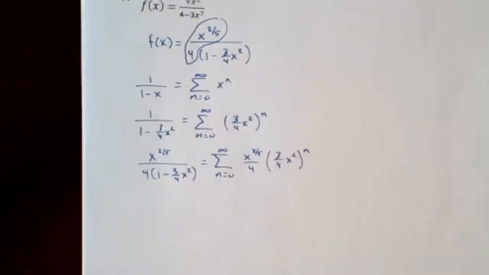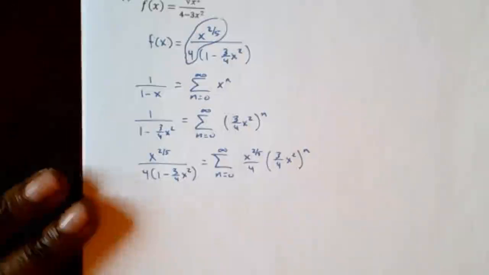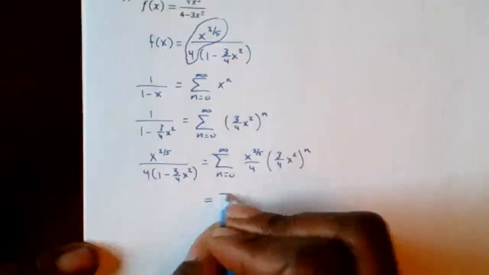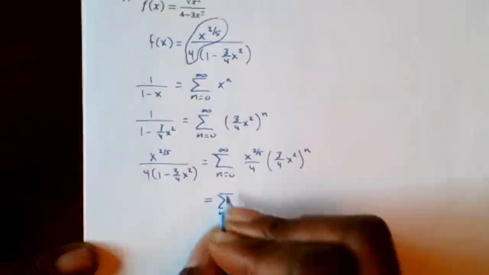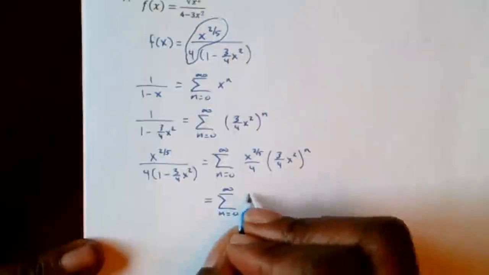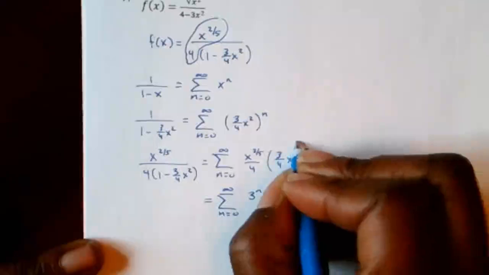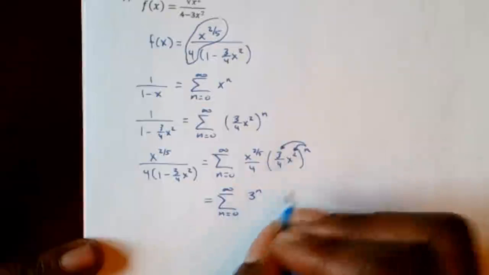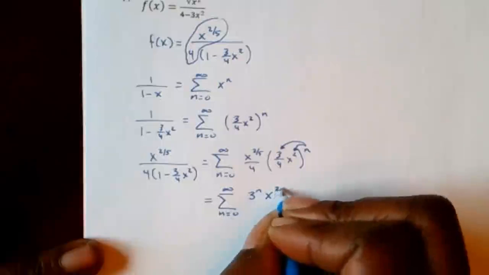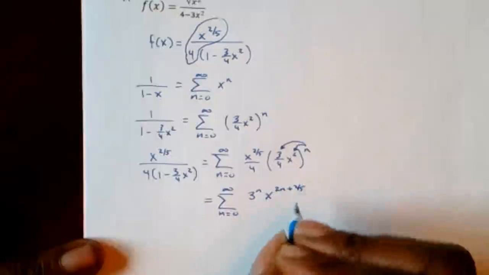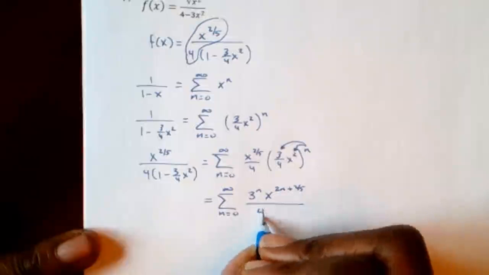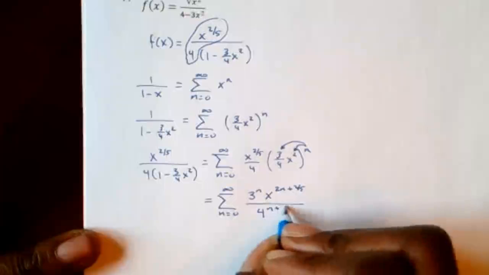All right, so once again, that technically is my final answer. I just want to rewrite it so that it looks a little bit more like a power series. So I'm going to say the sum n equals 0 to infinity, and I'm going to have 3 to the n. That comes from here. And then I have x to the 2n plus 2/5. All right, and then I also, in my denominator, I have 4 to the n plus 1.